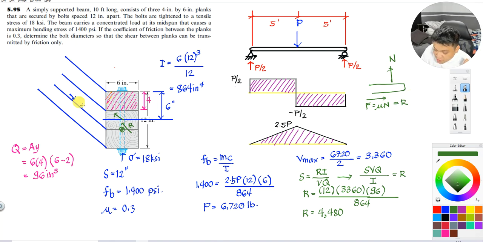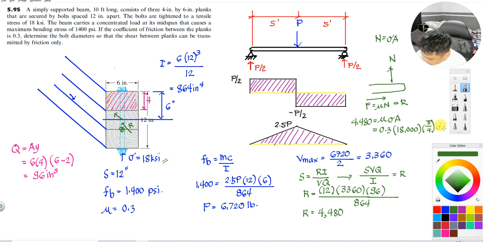So, yun na yung R, yung nag-i-slide. Yun yung sliding effect, yung horizontal shear. That would be the R, no? So, I would have it 4,480 is equals to mu N. Paano ko ba kukunin yung tensile force? So, from the force, para makuha natin, that is stress multiplied by the area. So, stress multiplied by the area. So, equal to 0.3. And then, ang stress daw is 18 KSI or 18,000 para maging pounds, kilopounds per square inch. And then, the area is pi all over 4 multiplied by d squared.